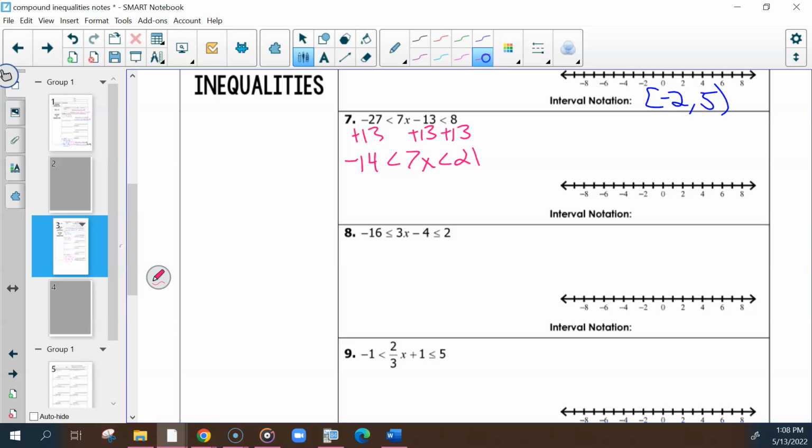Then we could divide everything by 7. So negative 2 is less than x, which is less than 3. Everything here would be open, so everything here would have parentheses. Negative 2, 3. Did we have any others on this page that we wanted to see or go over?